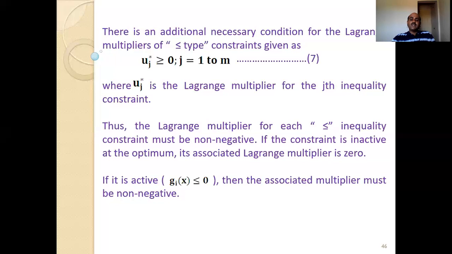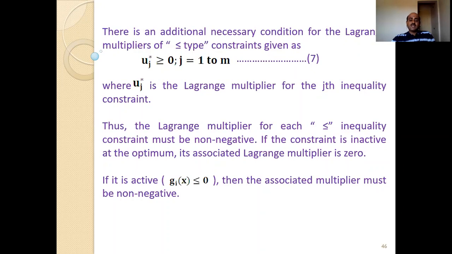So there is an additional necessary condition for the Lagrange multiplier of less than or equal type constraints, given as uj star greater than or equal to 0, where j is equal to 1 to n, taken as equation number 7, where uj star is the Lagrange multiplier for the jth inequality.